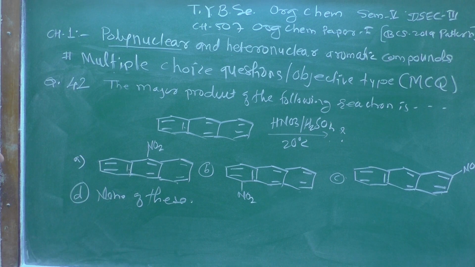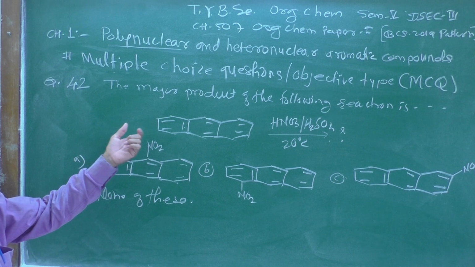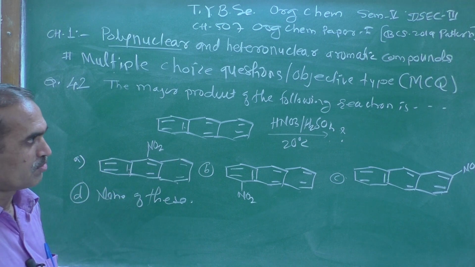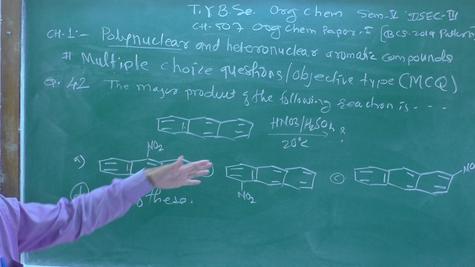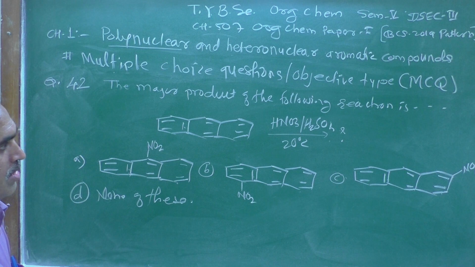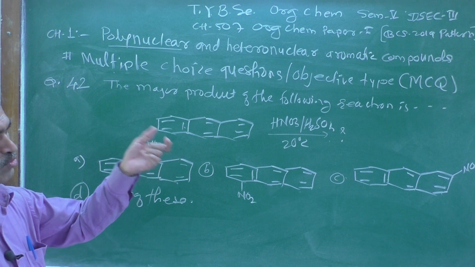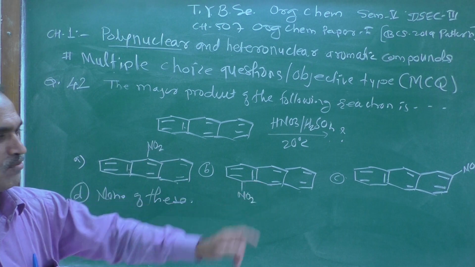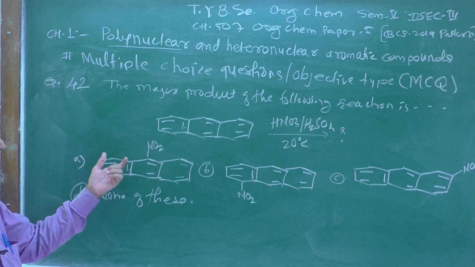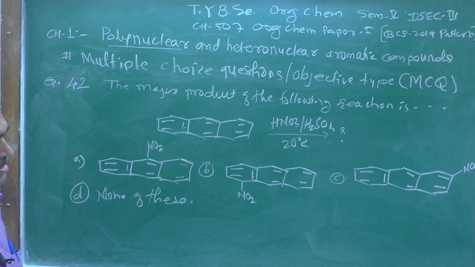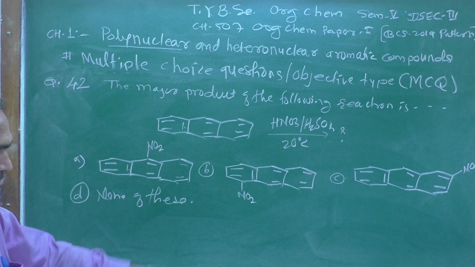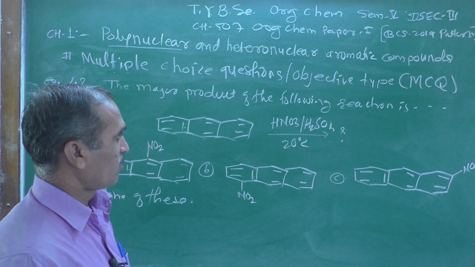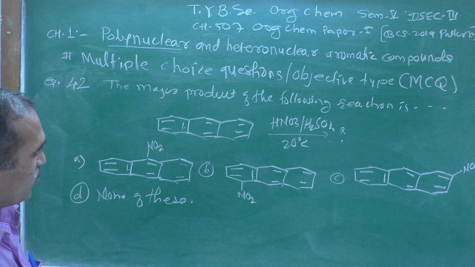The major product of the following reaction is asked. Anthracene is treated with HNO3 in presence of H2SO4, and the temperature is mentioned there as 20 degrees centigrade. What would be the product? Four options are given. A is this one, B this one, C is that one, and none of these. Which one will be the correct option among these four?